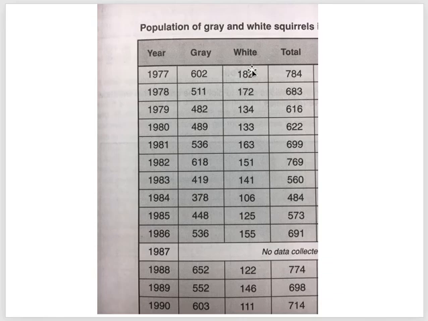And of course, white in this case is recessive, which means all of these white squirrels would be homozygous recessive. We know they'd be little a, little a. So that gives us information that we could use to put the Hardy-Weinberg equation to use.